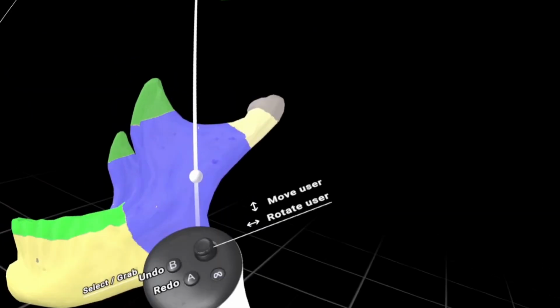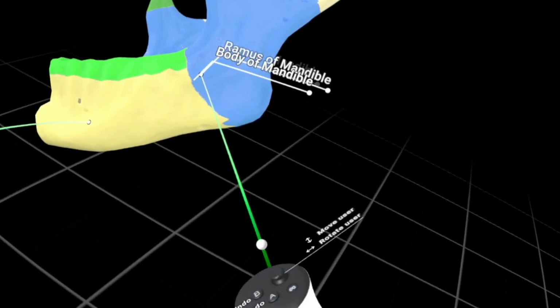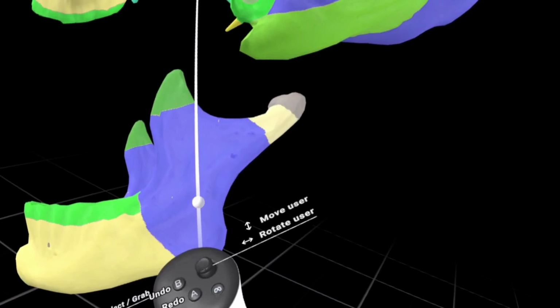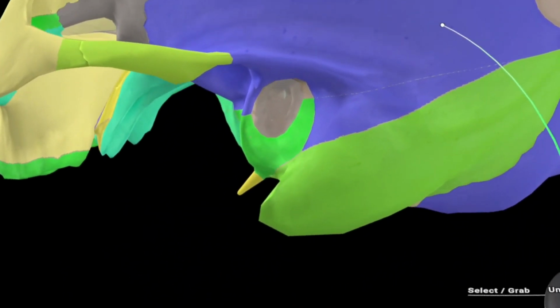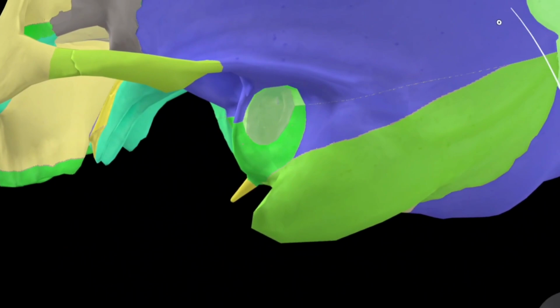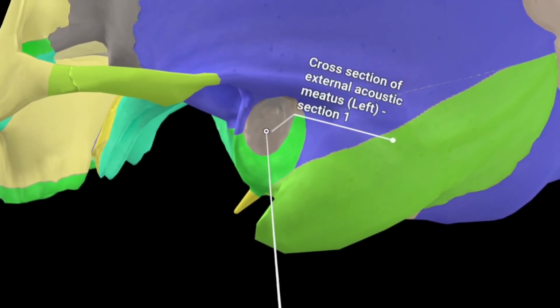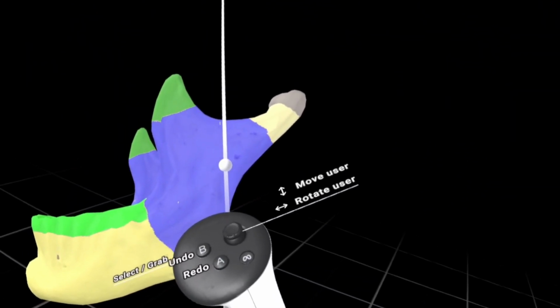Oh. There we go. Well, let's look back up here. Hang on. Right there. Let's get a good look at this. That is the external auditory meatus. External auditory meatus.